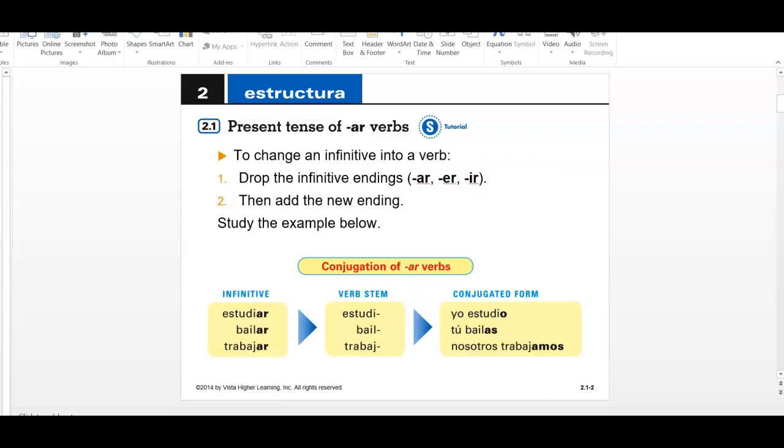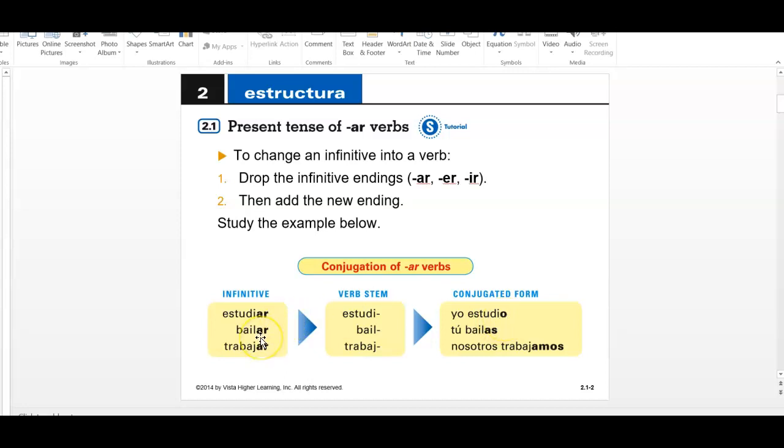To change an infinitive into a verb, you're first going to drop the infinitive ending, AR, ER, IR. Then you're going to add the new ending. Okay, study the example below. So again, here's your infinitive. The first thing that we do is we're going to drop that AR, and then we're going to add the new ending. And you'll see the endings on the next slide.